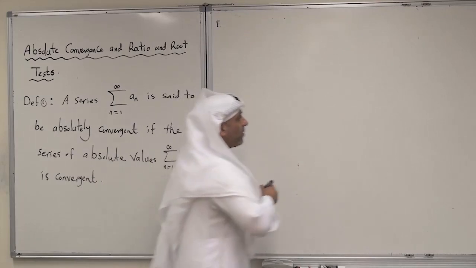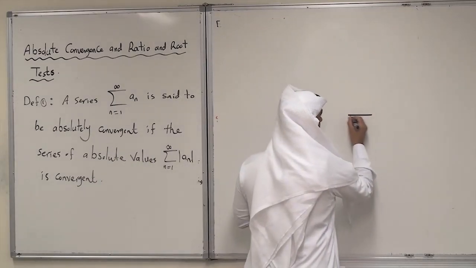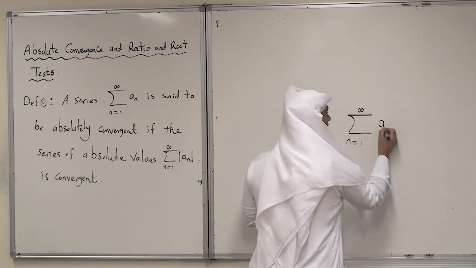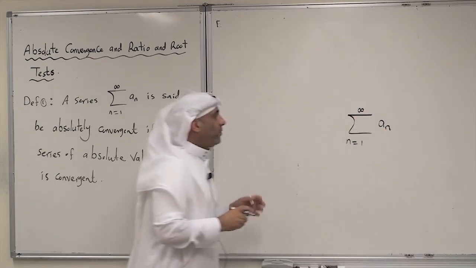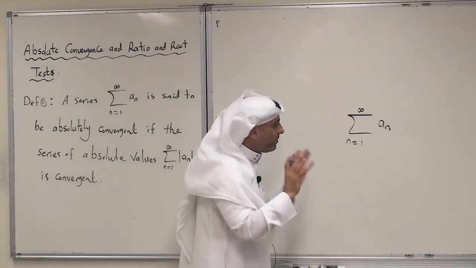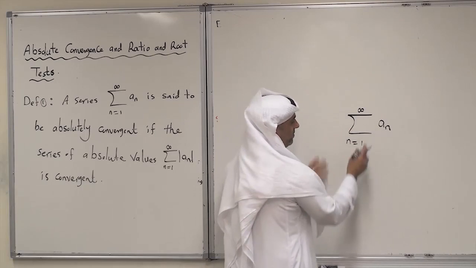Now, if you remember so far, what we did is this. We have an infinite series, n equal to 1 up to infinity, and we have a_n here. And we need to investigate whether the series is convergent or not convergent. So we defined first what is the meaning of convergence of series.